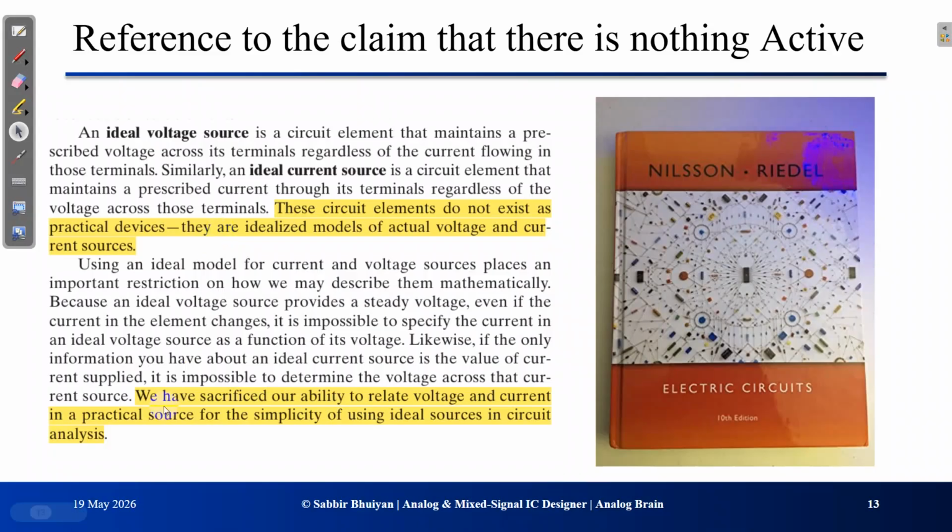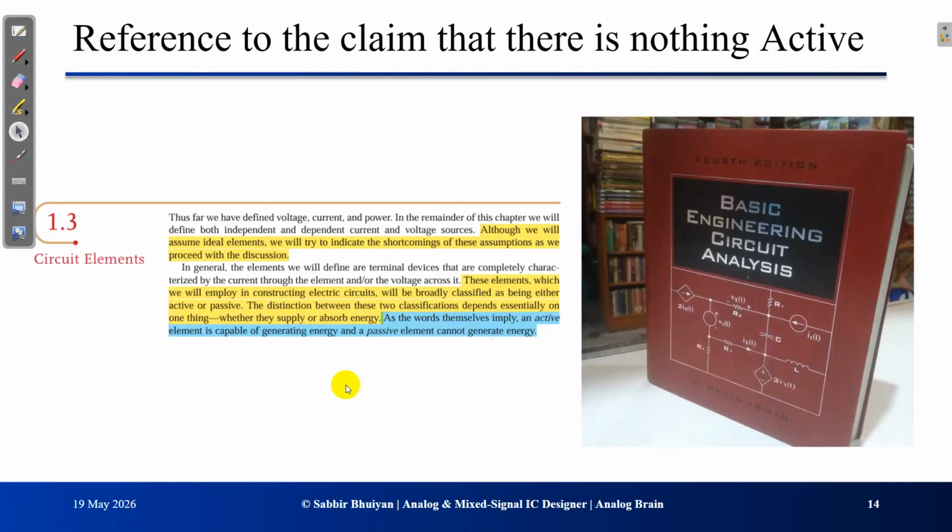Okay, going to the last line. We have sacrificed our ability to relate voltage and current in a practical source for the simplicity of using ideal sources in circuit analysis. Okay, so you can see more in the Nilsson and Riedel book. Going next, to see what is active and what is passive. Although we'll assume ideal elements, we'll try to indicate the shortcomings of these assumptions as we proceed with the discussion. Okay, there are some shortcomings.